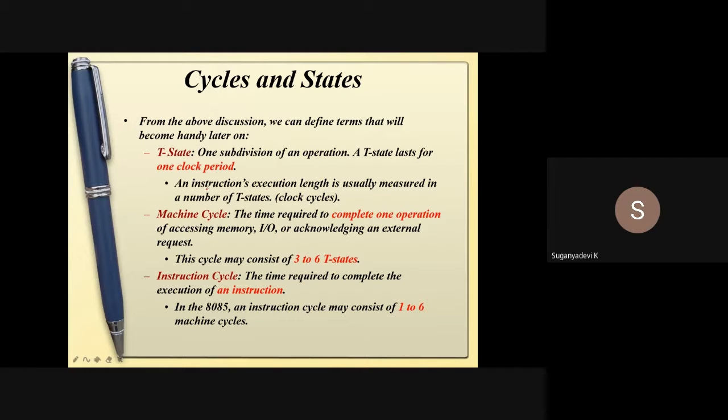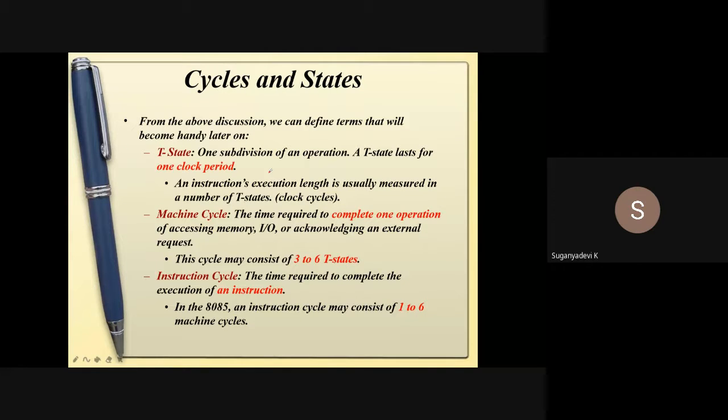The instruction's execution length is usually measured in a number of T states. For example, if I go for MOV A comma B, this instruction requires 4 clock cycles, that is T states. Another instruction requires 5 T states. This is how it will be represented. The execution length is measured using these T states. And a machine cycle is the time required to complete one operation of accessing memory, input, output, or acknowledging an external request.